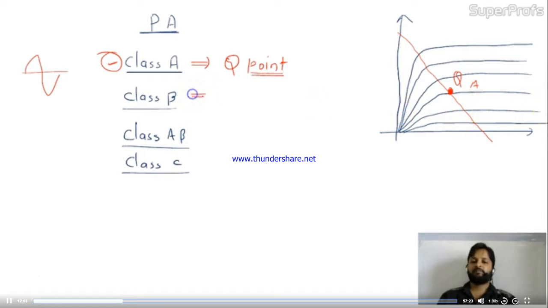But for the class B amplifier, your Q point will be near cutoff, here or here. It may be one of two conditions, near saturation or near cutoff, because this is the saturation and this is cutoff. So for class B amplifier, it will be over here. So half of the input will be zero. If you apply input over here, you will get output for only half.